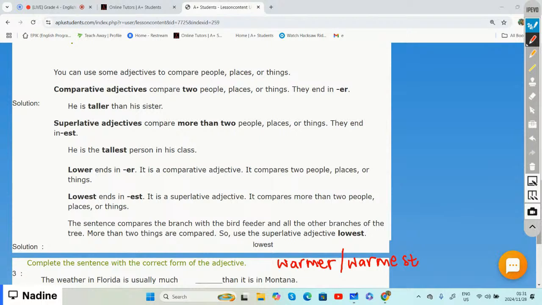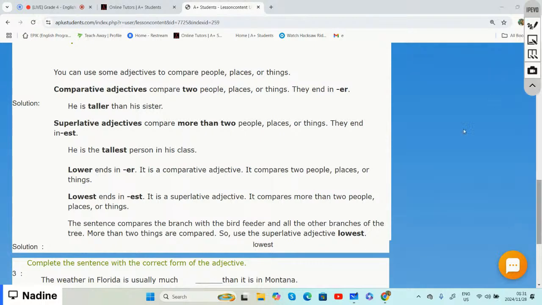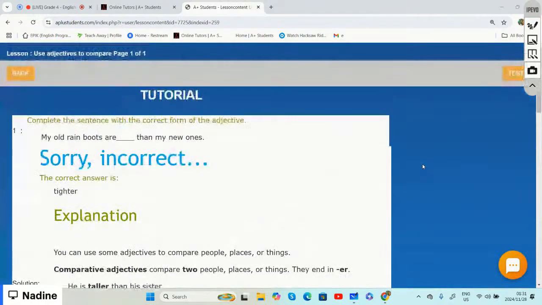All right. And if we were to choose the correct one, then we can say it is warmer because they are comparing two states. So we're saying that the weather in Florida is usually much warmer than it is in Montana. So well done. All right, so now we're going to our test where we're either going to use the adjective that's comparing, which is either our comparative adjectives that ends in er and it compares two people, two places, or two things, or we have a superlative adjective, right, which compares more than two people and it ends in est.